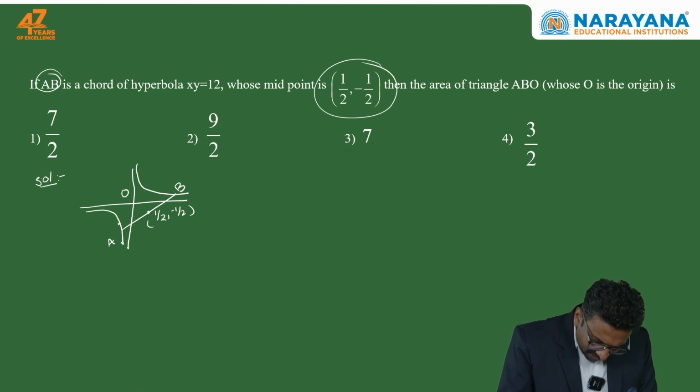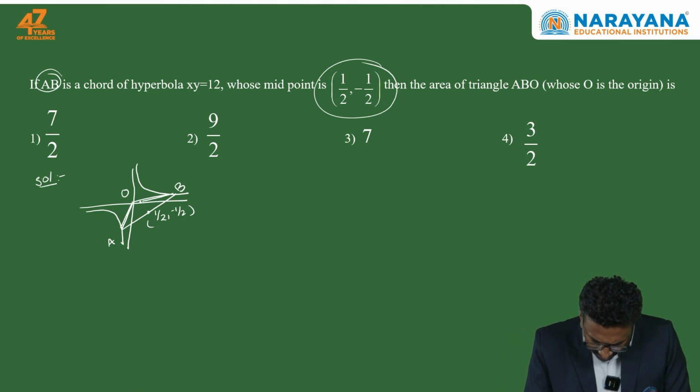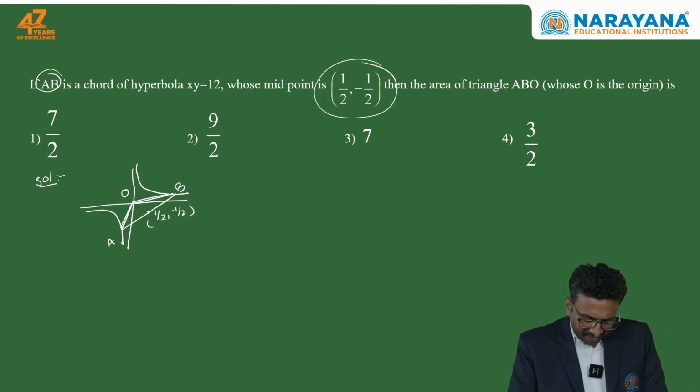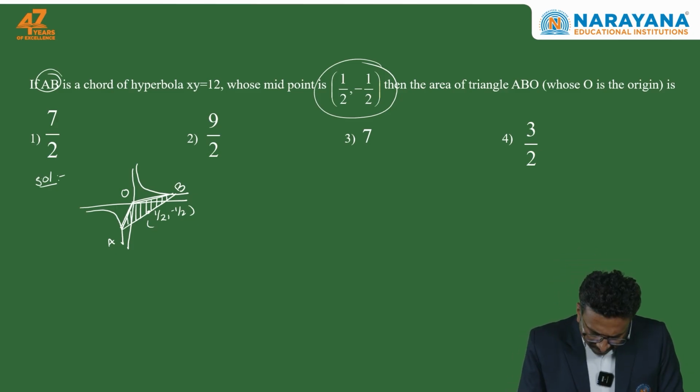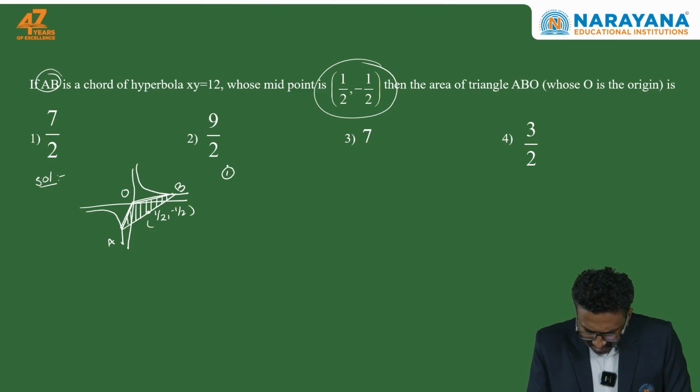Now you join this A and B with the origin. So you have a triangle, and you are being asked to find the area of this triangle. There are different ways to do this question. Let us do one of them. The first step that I do is finding the equation of AB.